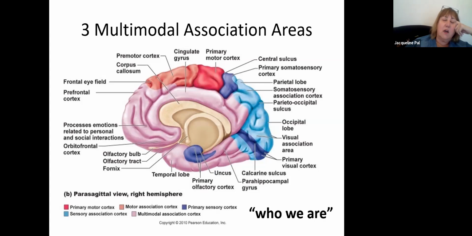But what we are going to talk about now is some parts of the brain, specifically I'm going to talk about 3 of them, which associate different things. It's not just vision, or it's not just this, okay? And these association areas kind of help us determine who we are and how we act the way we act and what we think the way we think.